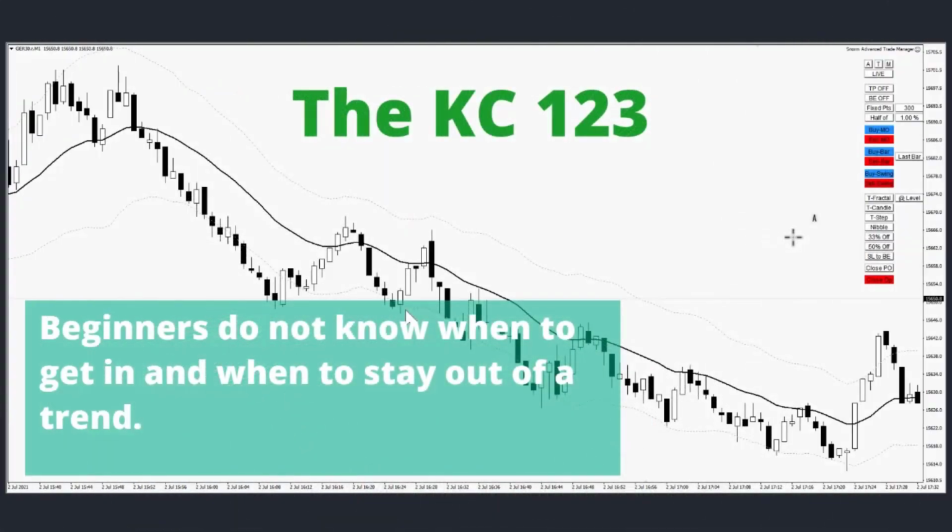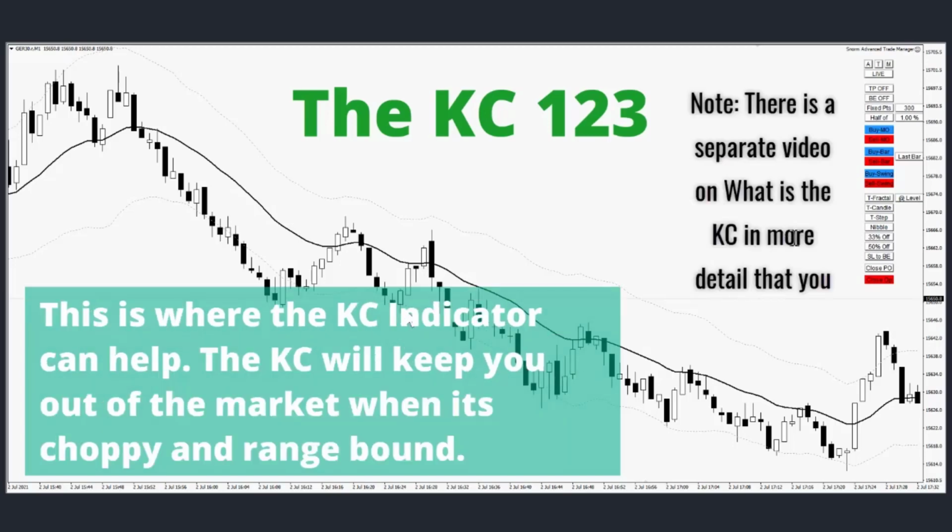So often beginners do not know when to get in and when to stay out of a trend, and they don't know how to identify the trend correctly. This indicator and the 3 rules that I'm going to give you will help you actually get into a trend on a pullback, and you'll have the best entry method. I will also teach you where to put your stop loss and when to take your profits. And that is where the KC can really help.